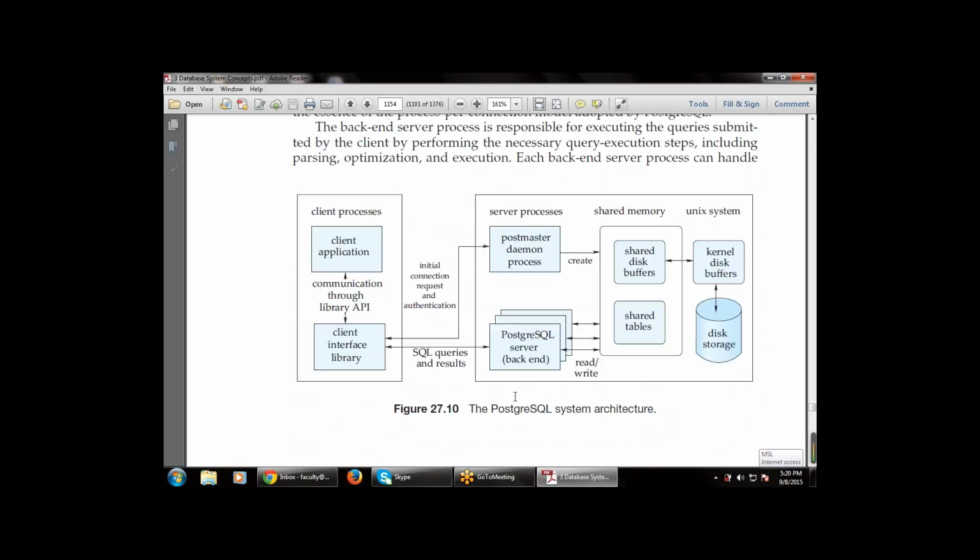And this is the PostgreSQL system architecture. There will be a client process, that is a client application, that communicates to the library API, then server processes, then the initial connection request and the authentication, then the postmaster daemon process, then the shared memory, that is the shared disk buffers, shared table, kernel disk buffers, and the disk storage. So these are the various components of the PostgreSQL system architecture.